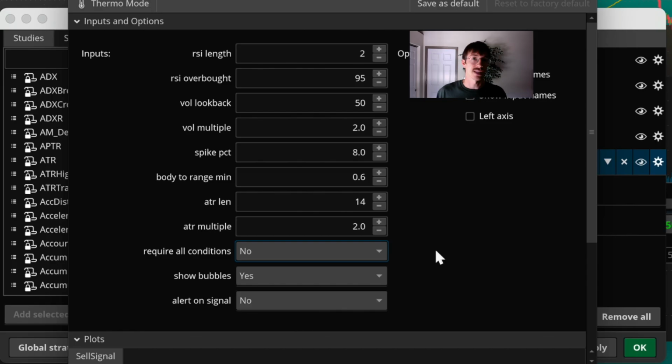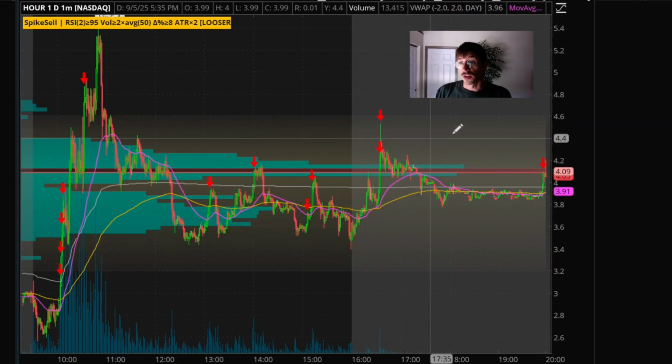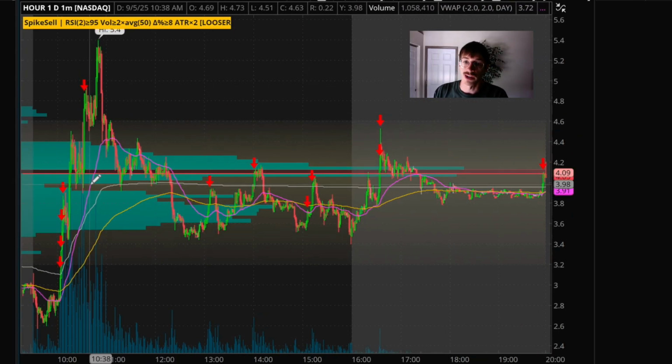In my experience, that is the best way to maximize your winning trades: to slowly sell out of your positions as the stock rises higher, rather than trying to nail the exact top and selling all of your shares at once. Okay, and what this looks like on the chart is simply a red arrow pointing down.